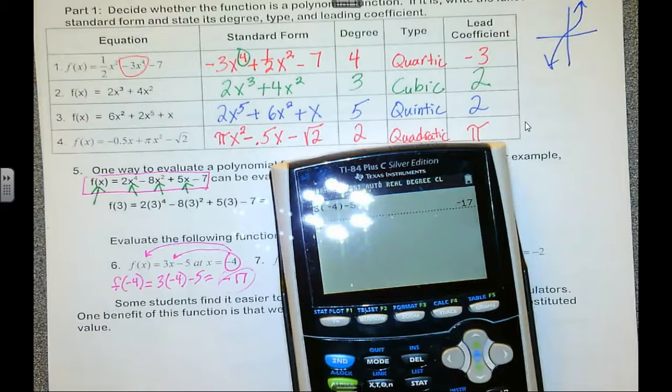I just do because it just looks right to me. Yeah, if you put negative 17, that's the evaluation. The full function notation would be f of negative 4 equals negative 17.